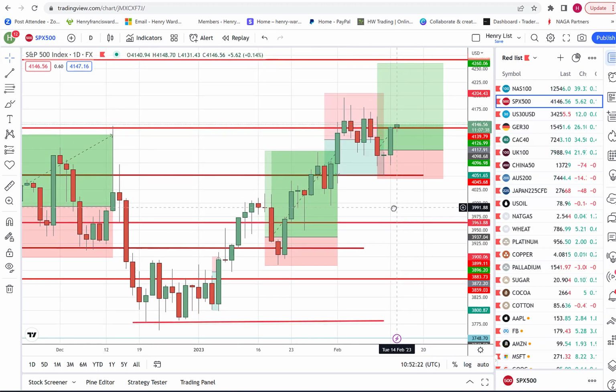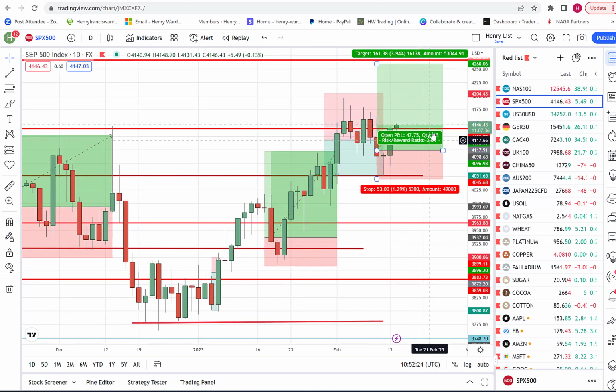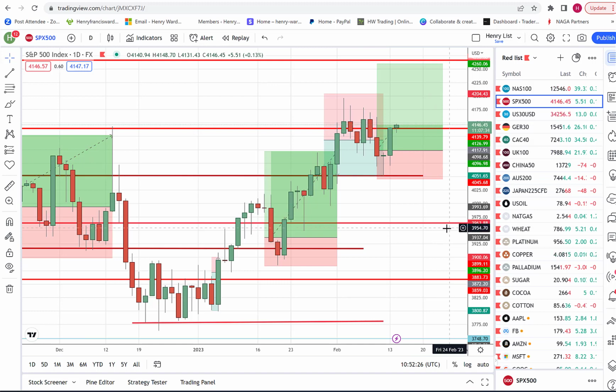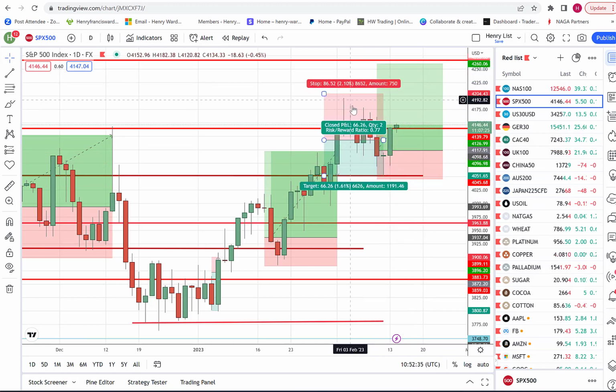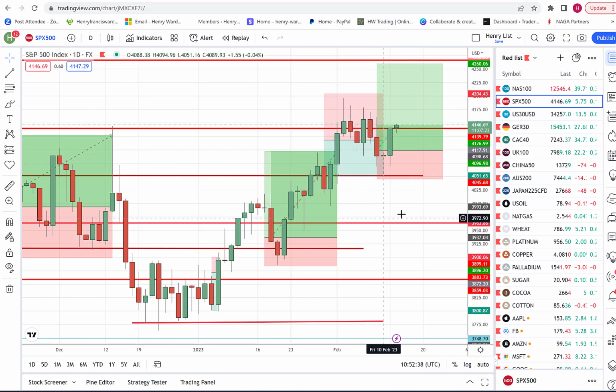So in this particular scenario, we're probably 0.8% up at the moment. Not quite a 1-to-1, but again, there's a higher probability of this one hitting a 3-to-1 than this one hitting a 1-to-1. But again, only time can tell.